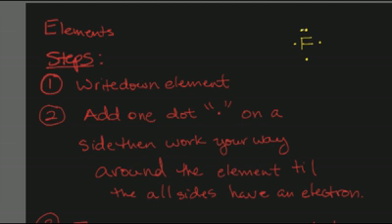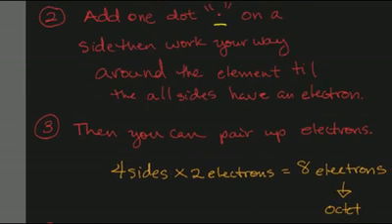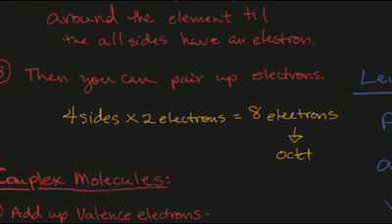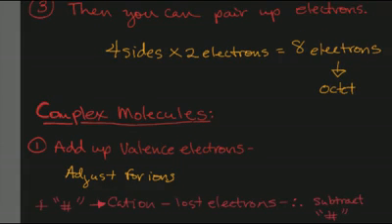That's basically it for the elements. There's not much to it. And then that would be the Lewis structure for the elements. So start on each side, work your way around with 1 dot on each side, and once each side has 1, then you can start pairing up. Okay, so 4 electrons times 2 is 8 possible valence electrons.